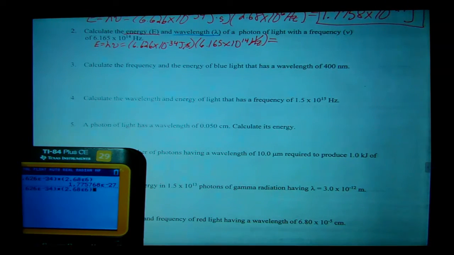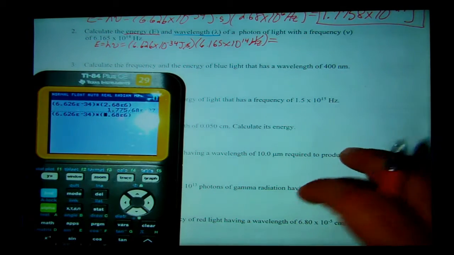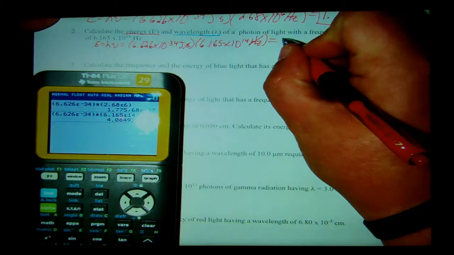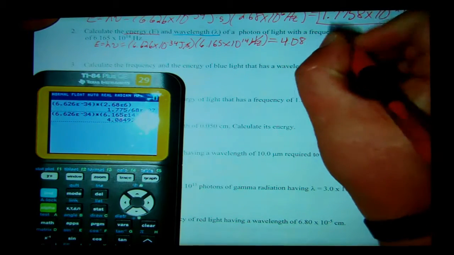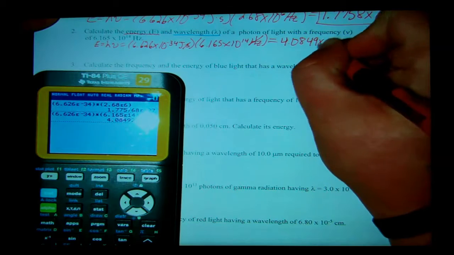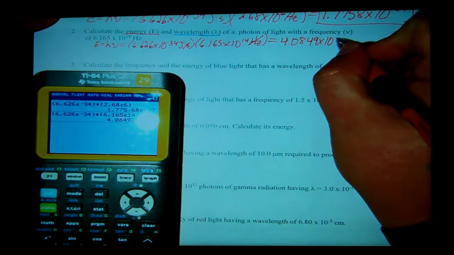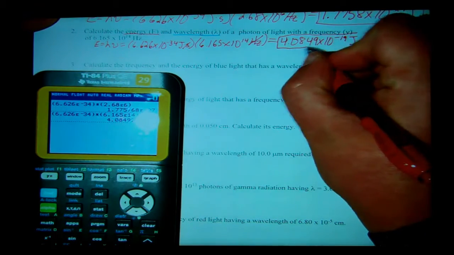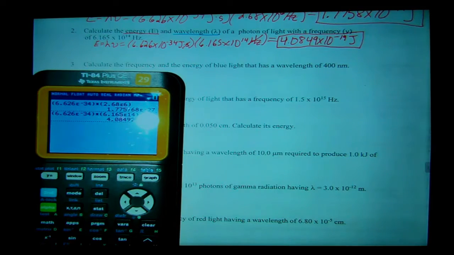In our calculator, 6.626 times 10 to the negative 34 times 6.165 times 10 to the 14 in parentheses gives me 4.0849 times 10 to the negative 19 joules. There is my energy on that one.